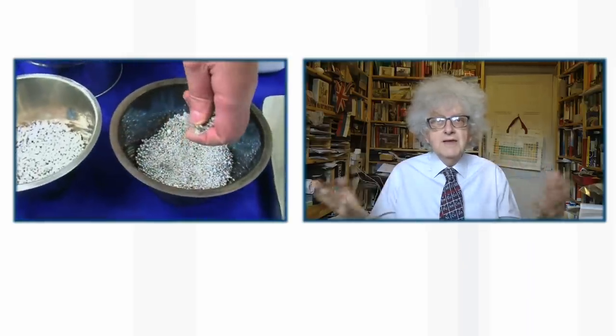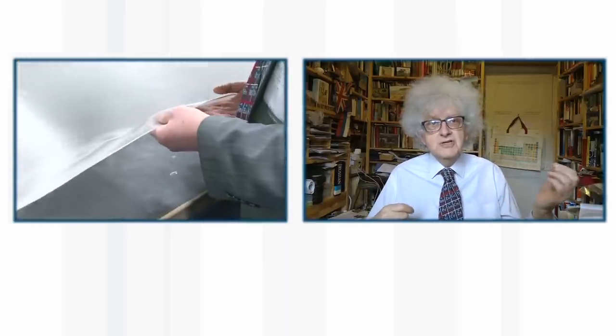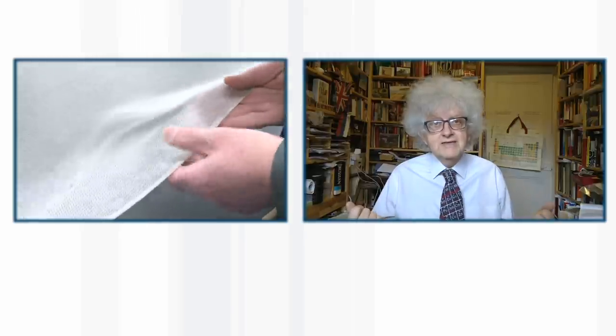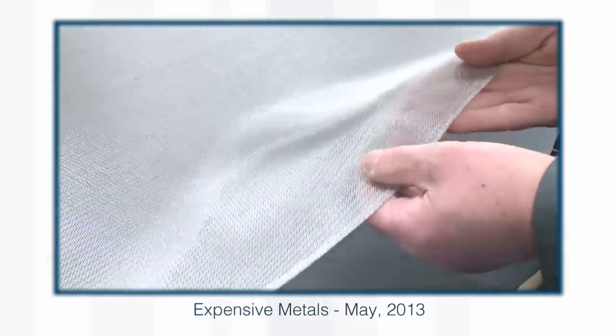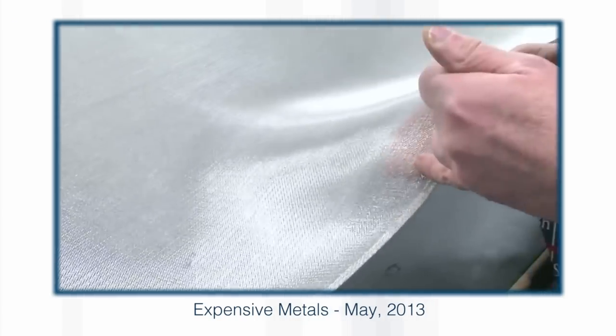And when Brady and I went to the platinum refinery, we saw large sheets of woven platinum wire that were used for the reaction between oxygen and ammonia to make nitric acid. And you can see it's got really quite a nice herringbone pattern.